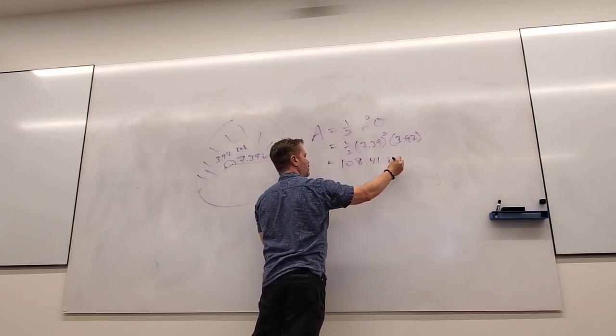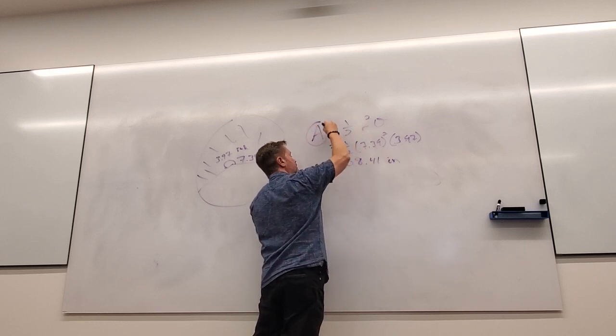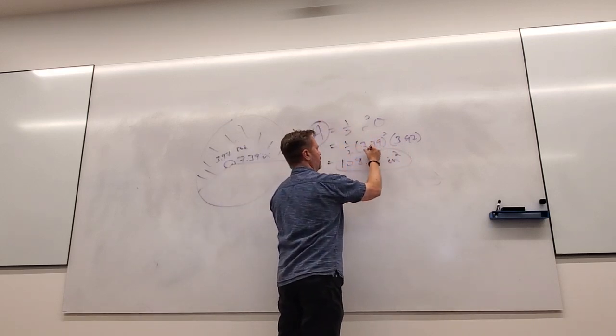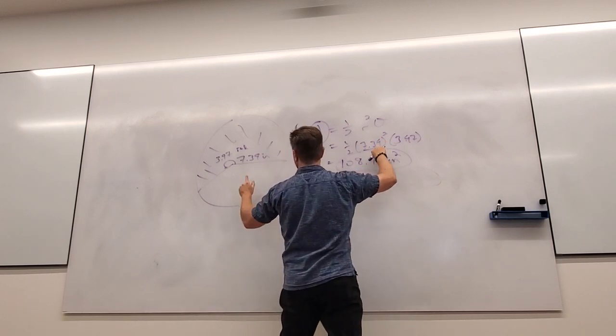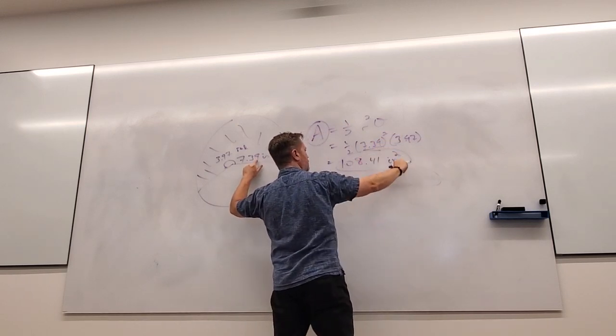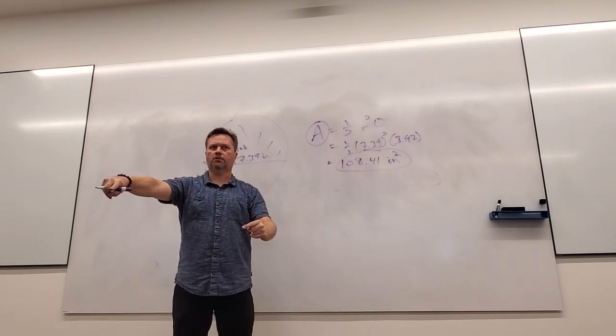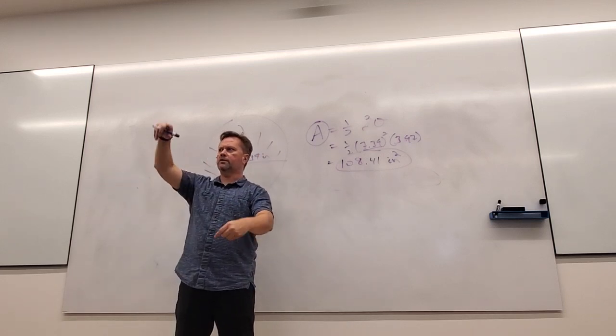Inches. No. Inches squared. Yeah, square inches. What units are these? Inches. Didn't I square them? Yeah. Anytime you have area, I've got to cover it, so I've got to go in 2 dimensions, which means it'll be squared. Volume includes a 3rd dimension that's always cubed.